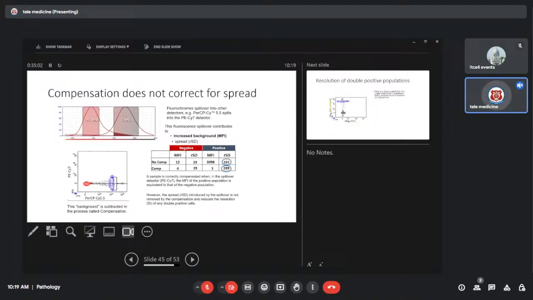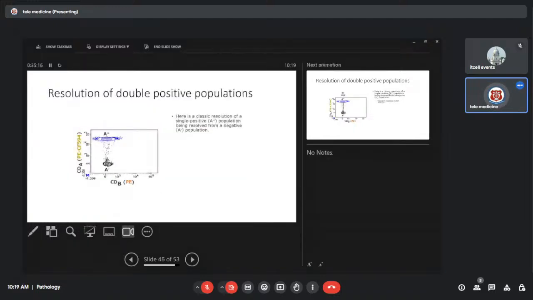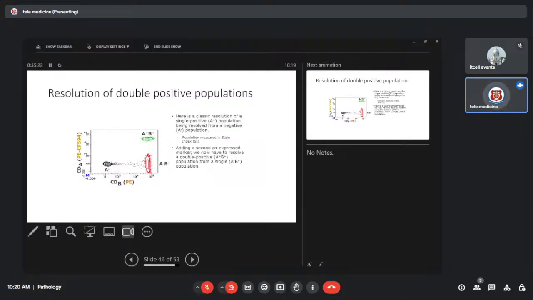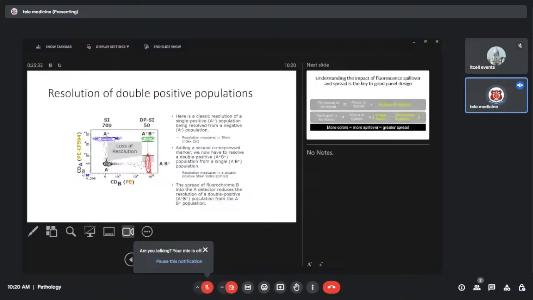However, compensation does not correct for spread. So for example, something is spreading: you have something going into PerCP-Cy5.5, PE-Cy7, and this is what is called spreading. When you have a single stain marker here, the separation is very good. However, when you have a marker stained with another one, you have spread. This is in my panel, for example, between CD19 and CD34. So CD34, if it is expressed on blasts, that population spreads into CD19. So I know that population can look positive. You get familiar with it over a period of time.